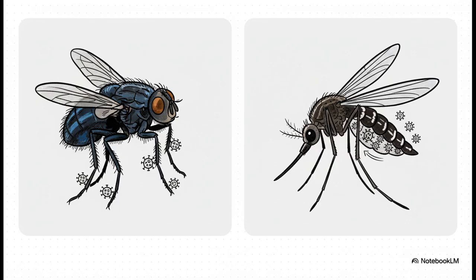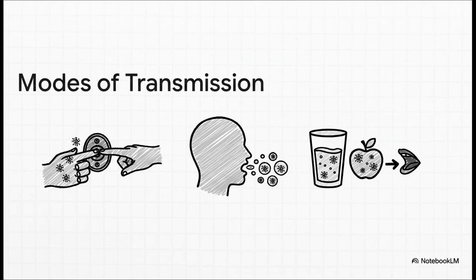So clever, right? But it's not all about insects. Pathogens can also spread through simple touch, or by landing on a doorknob that you touch later. They can float through the air after a cough or a sneeze. Or we could even eat or drink them if our food or water is contaminated. Basically, these little guys are experts at finding a way to get around.